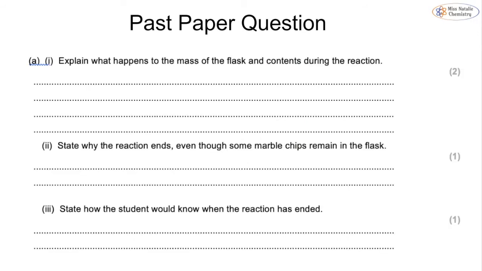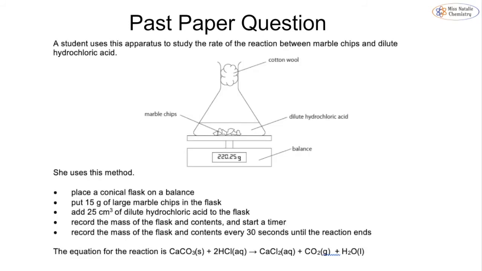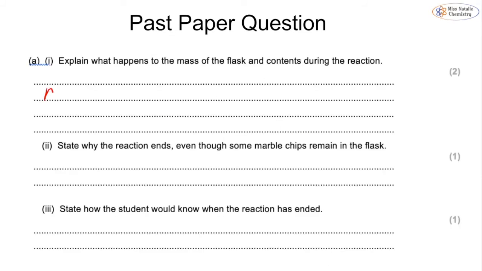So we want to explain what happens to the mass of the flask and the contents during the reaction. If we go back and have a look at the equation, this is the one that we mentioned at the start of the video, we are going to be giving off carbon dioxide gas. So our mass will decrease.